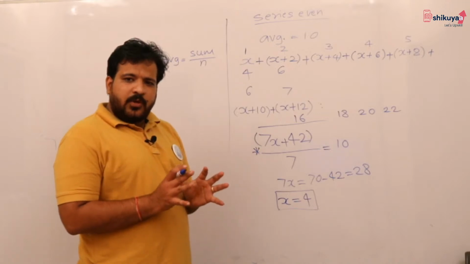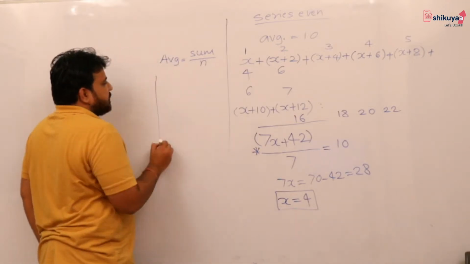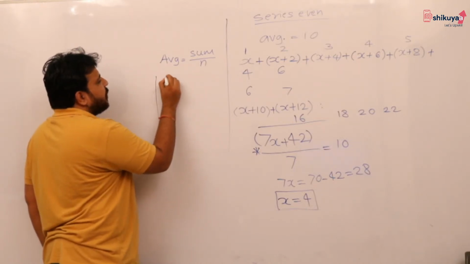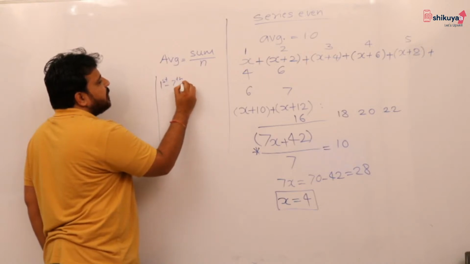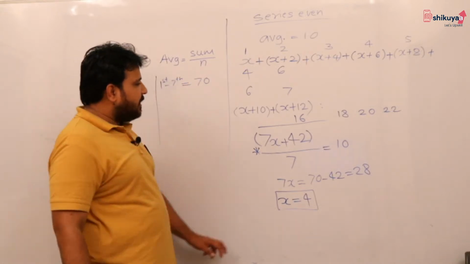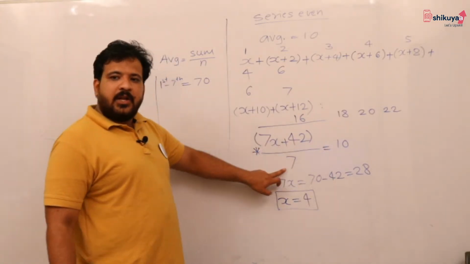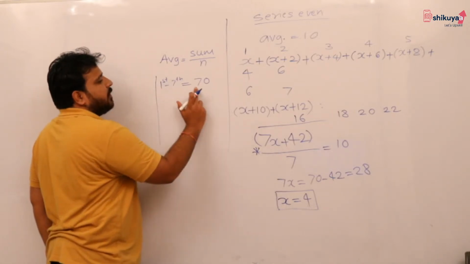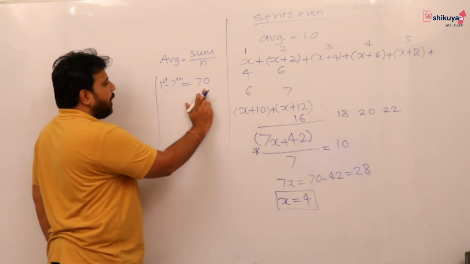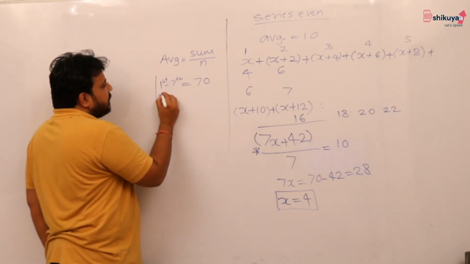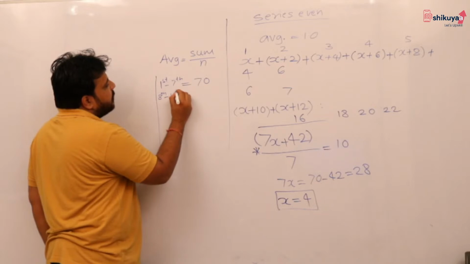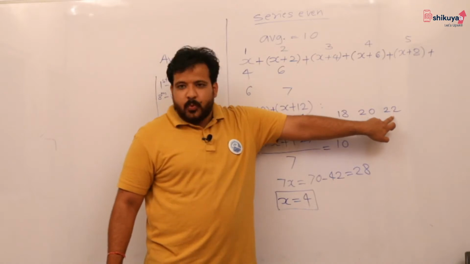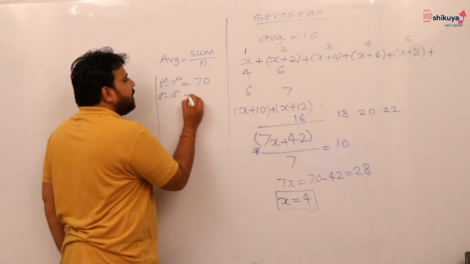So you need to understand one thing. Look at this. From first term to seventh term, the sum was 70. Am I right? As the average was 10, 10 into the total number of numbers, 7. So from first term to seventh term, the sum was 70. Now, from 8th term to 10th term, that is the three numbers added to the series, 18, 20 and 22, in this case, the sum becomes 60.